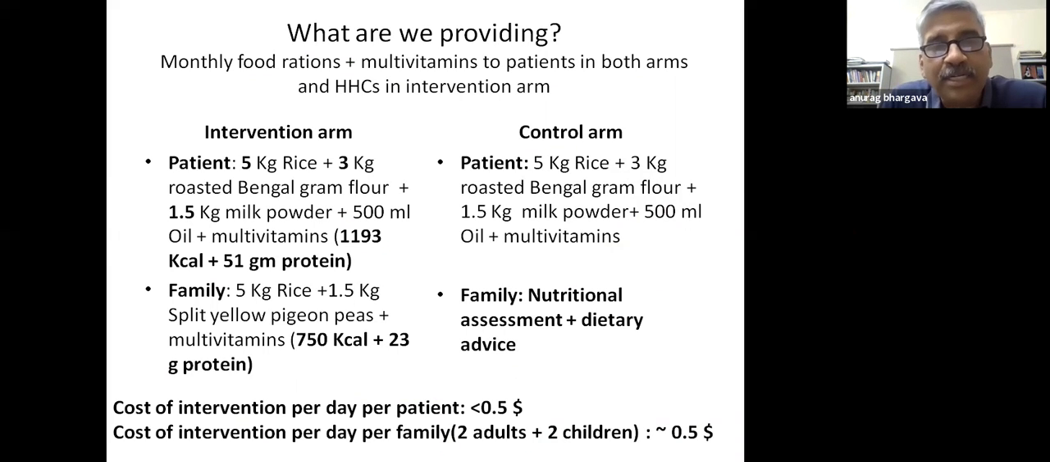So the patients in our trial, in both arms, are getting a 10 kg food basket consisting of rice, roasted Bengal gram flour, milk powder, and oil, along with multivitamins. And the family members in the intervention arm are getting per head 5 kg rice and 1.5 kg pulses per month, along with multivitamins. And the cost of this intervention is actually very modest if you see it in dollar terms per day.